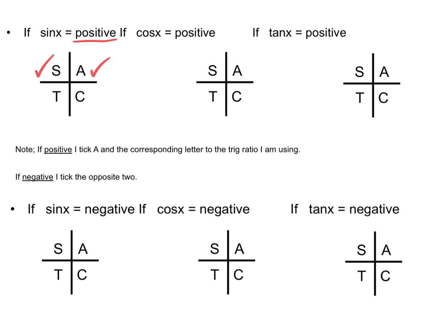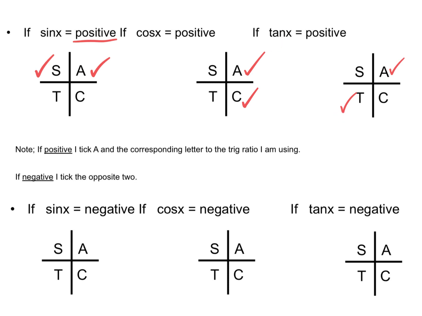And the same idea with the others. If cos is positive, well, where did we know the cos graph was positive? All things are positive in the first quadrant, and cos is positive in the next quadrant. And if tan is positive, well, where is tan positive? Tan was positive in the first quadrant because all graphs are, so tick A for all, and it's positive in that third quadrant there where the T is. So basically, if sine x, cos x, or tan x is equal to a positive number, we tick A for all things positive, and S for the matching letter. Sine is positive here, cos is positive at C, tan is positive at T.